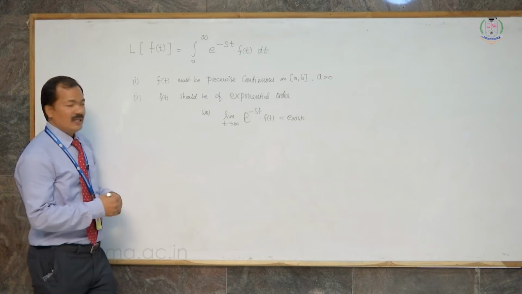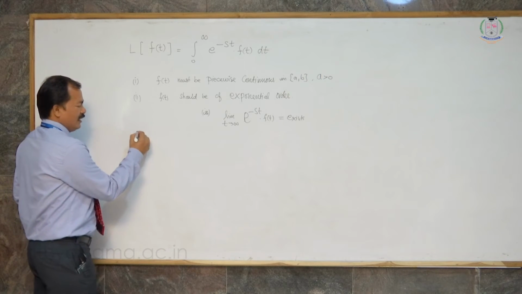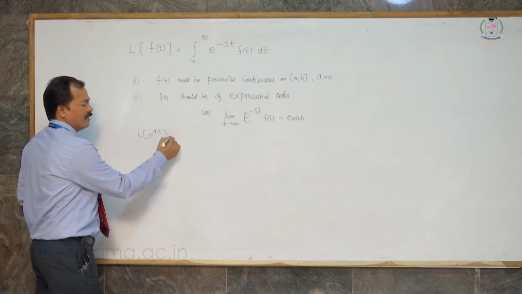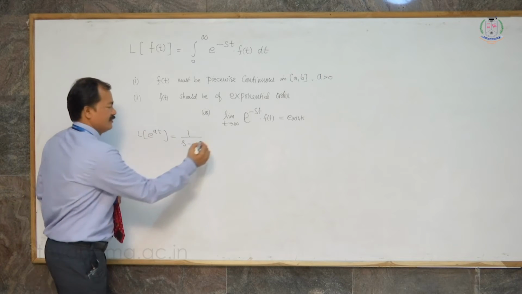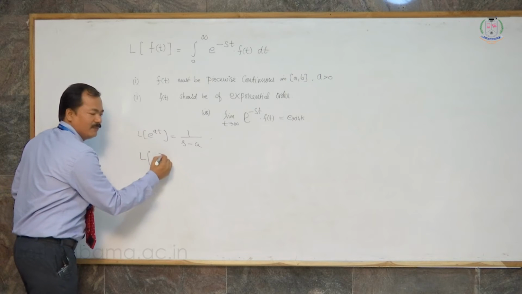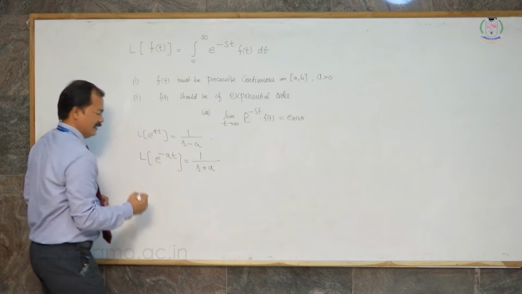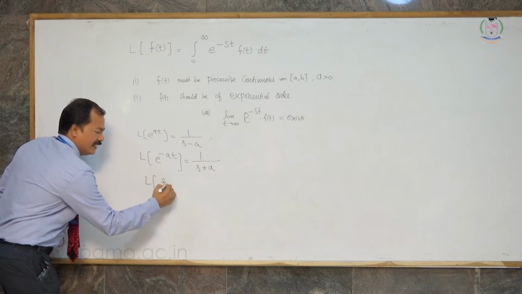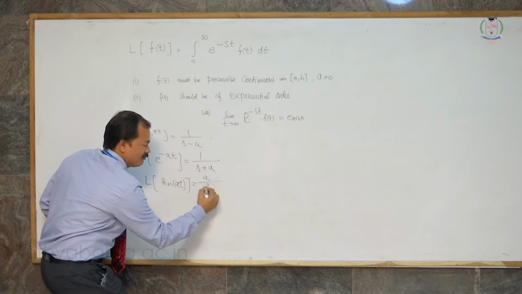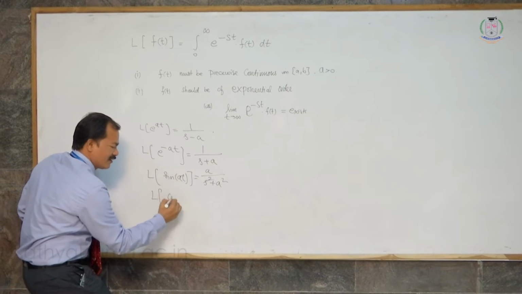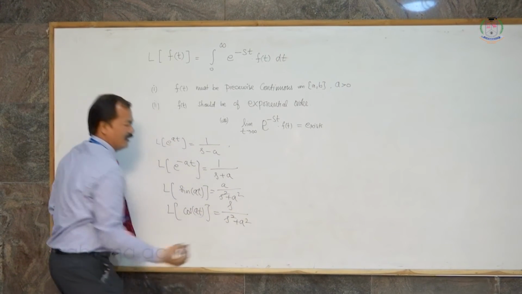Now, let us see the Laplace transform of some special functions. First one, Laplace transform of e power at is 1 upon s minus a, where s minus a is positive. Second one, Laplace transform of e power minus at is 1 upon s plus a. Third one, Laplace transform of sin at, a trigonometric function, is equivalent to a upon s square plus a square. Laplace transform of cos at is equivalent to s upon s square plus a square.